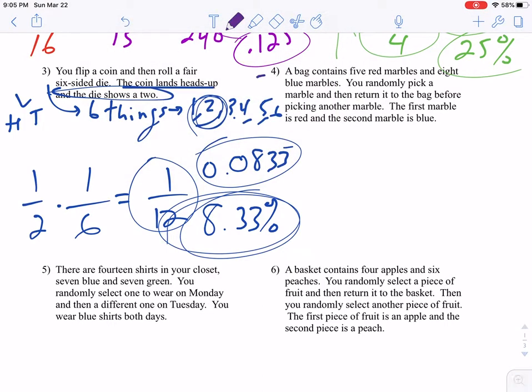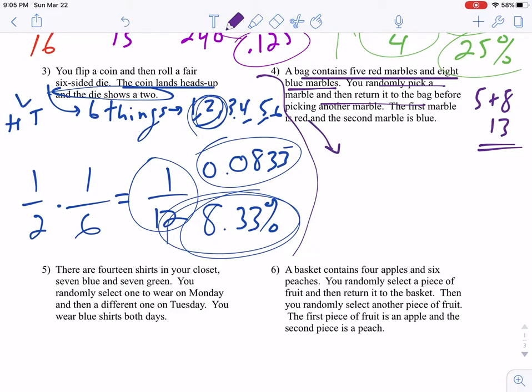Okay, that brings us to problem number 4. Okay, so a bag contains 5 red marbles and 8 blue marbles. So the first thing I do is I add those up. What's 5 plus 8? Well, that's 13 marbles in the bag. There's 13 marbles in the bag. Okay. Then you randomly pick a marble and return it to the bag before picking another marble. So the first one is red, the second one is blue.